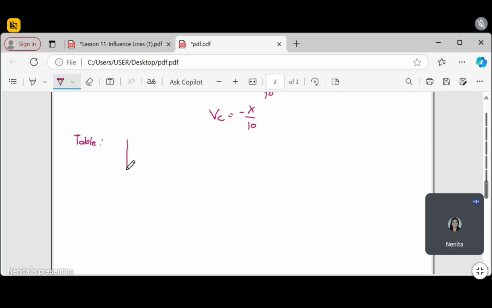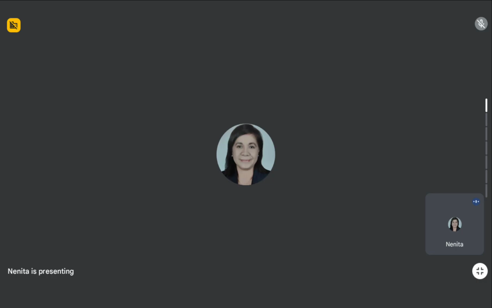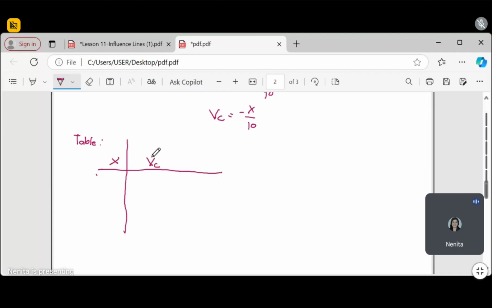So, sa ating table, ang ipapakita natin ay ang value ng ating X, ang value ng ating V sub C. Yan ang ating function. Kuhain natin ang mga important points. Let's say this is 0. Ating point A, let's say this is 2.5. This is 5. Let's say this is 7.5. And let's say this is 10. So, let's say we have a 0 here and 2.5.